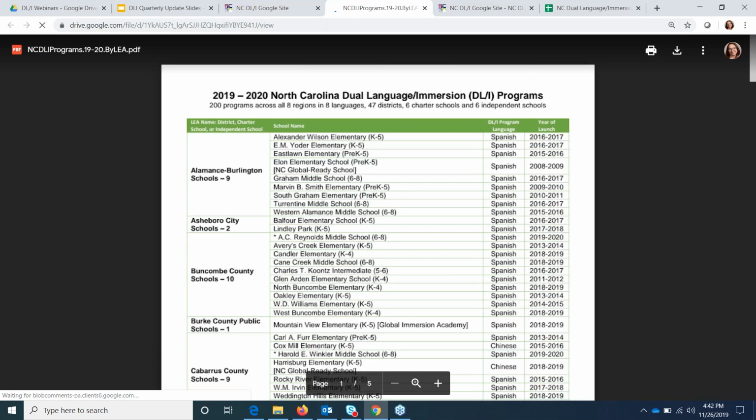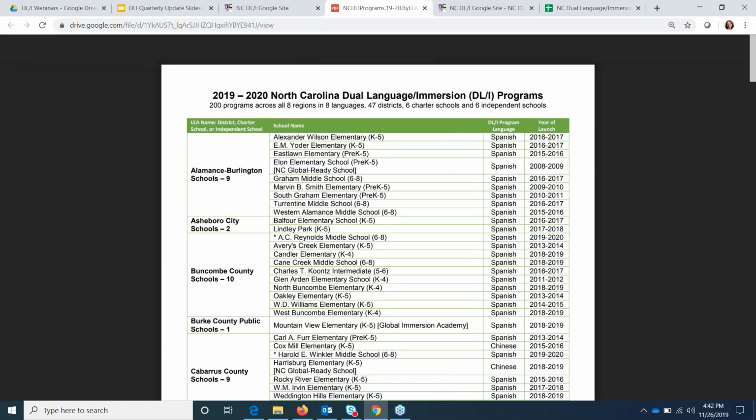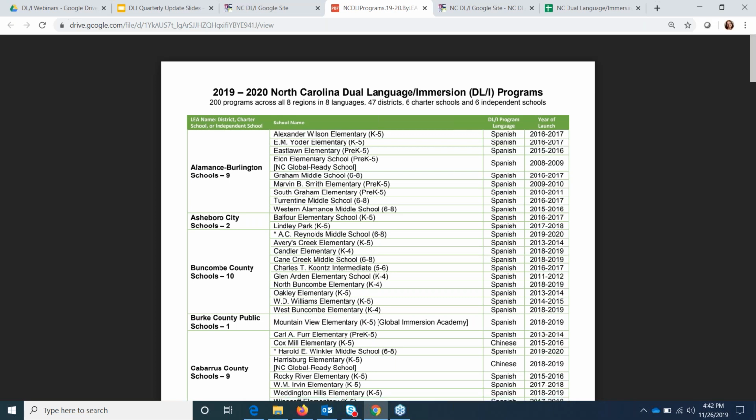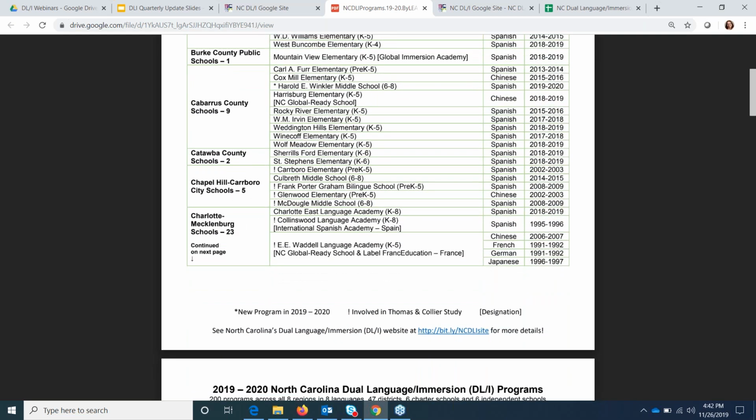When you do that, it pulls up a PDF of that document, and things are organized so that you can quickly see, in this case by district, alphabetically, the different schools within that district, the DLI program language they use, and their year of launch. Again, some basic information from our DLI directory that can be helpful to you in looking at this. Also notice there's some notes and things like that with those schools, and that information is explained in the footer.